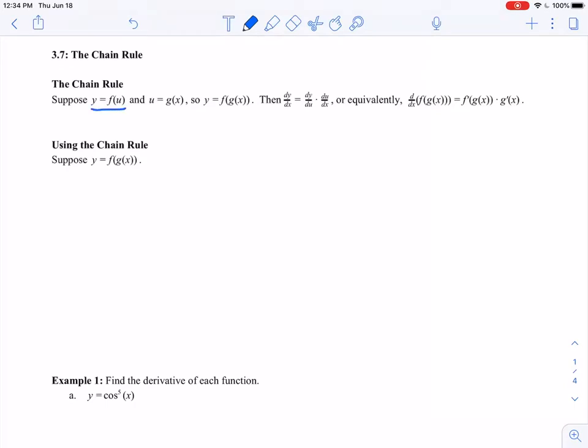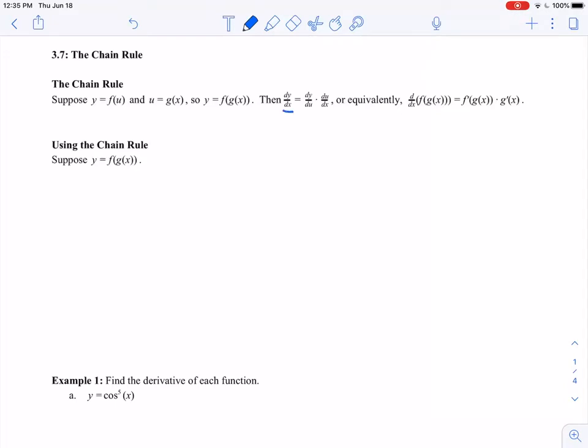Suppose that we have y equals f of u, where u is equal to some other function g of x, where we have y equals f of g of x. This part right here has a fancy name. It's called a composite function because you have a function here, g of x, that's inside of another function, f of x. So what you'll see is it'll look like you have one function inside of another function.